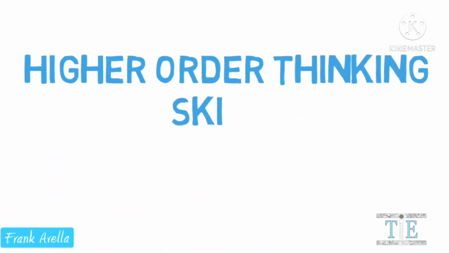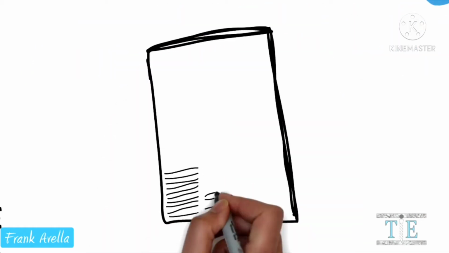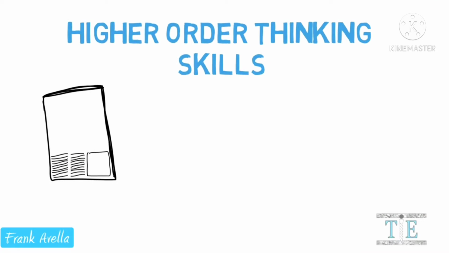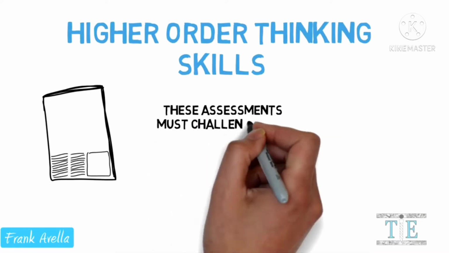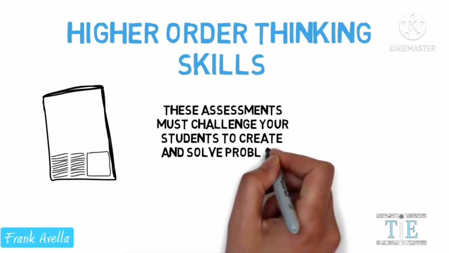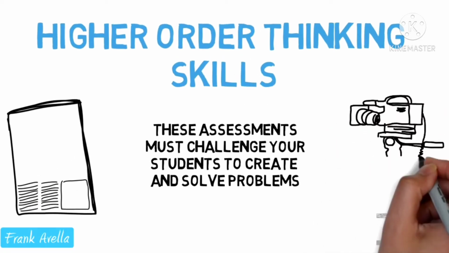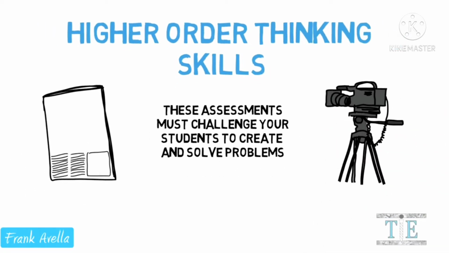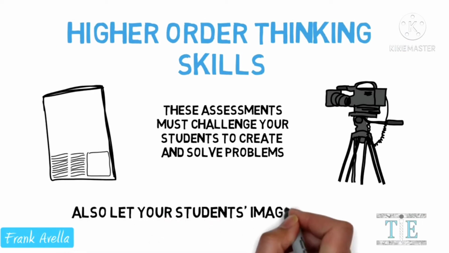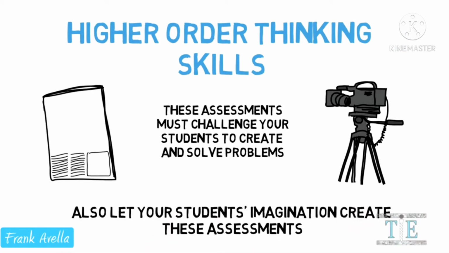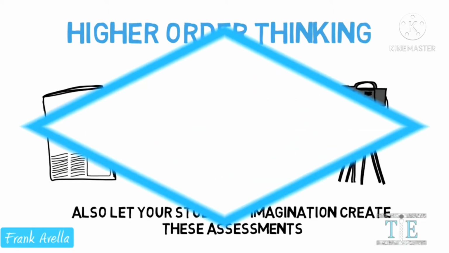Next, higher order thinking skills. Now, writing a column for a school paper requires students to evaluate and dissect information. Authentic assessments such as these challenge students to create and solve problems. So, having students create an anti-bullying commercial would require skills simply beyond recall. You may allow your students' imagination to create their own assessments.